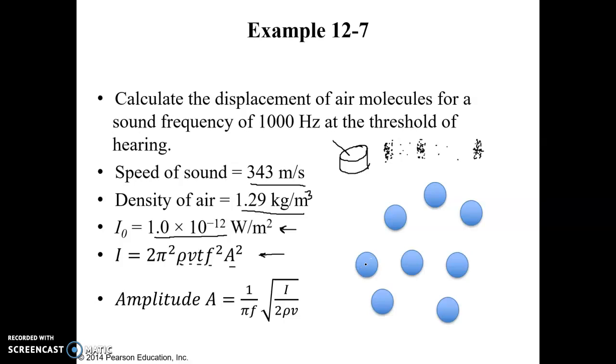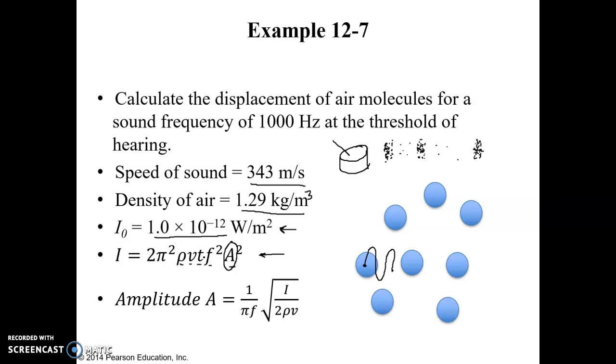If we want to know how much these molecules are vibrating, what their distance is, that's what we're trying to find, which is amplitude. And so if we take this equation from chapter 11 and we solve it for amplitude, this is what we get. Amplitude is 1 over pi times the frequency times the square root of I over 2 rho v.